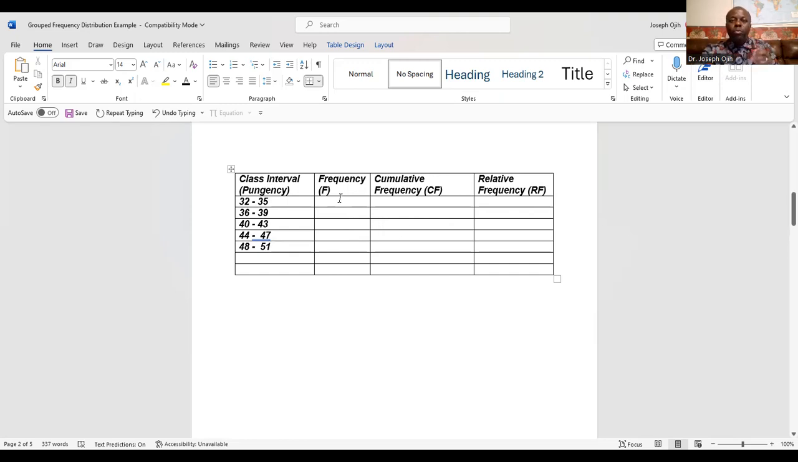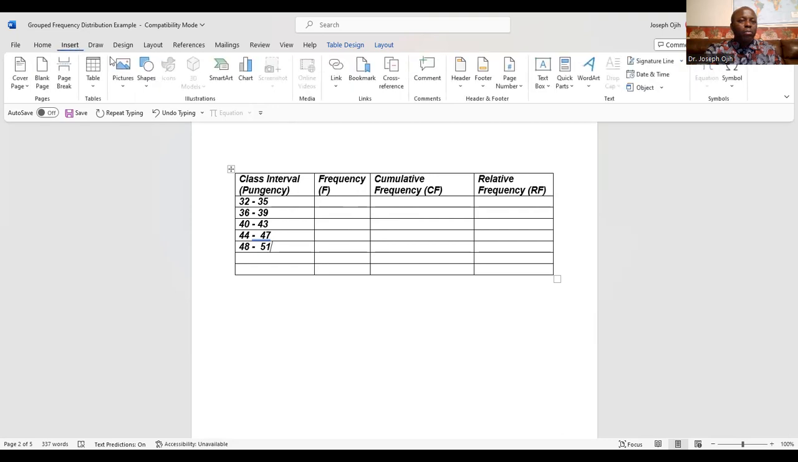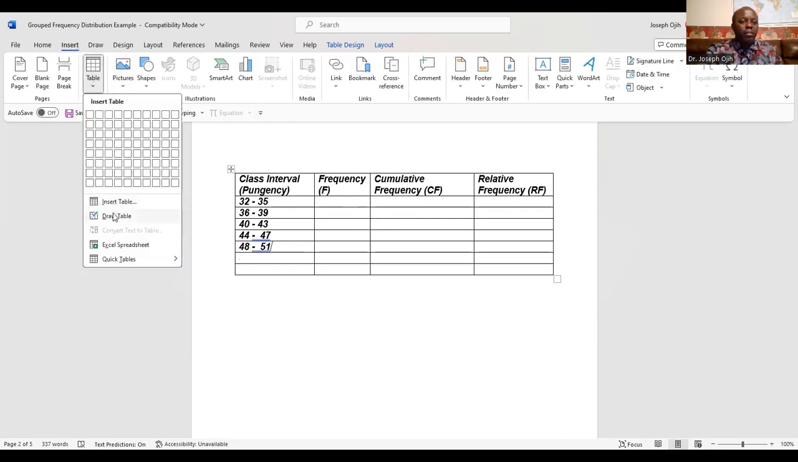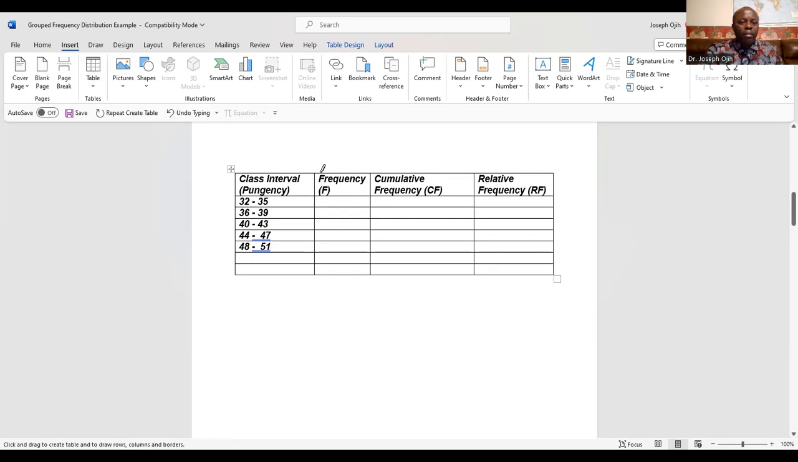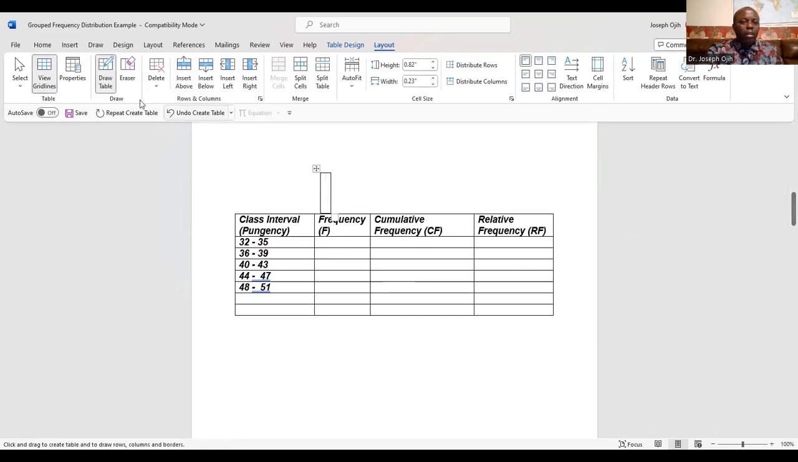To make it easy on us, I'm going to insert another column. I'll call it the tally column. Let me insert it right here. Excuse me, this will mess me up. Give me 1 minute.